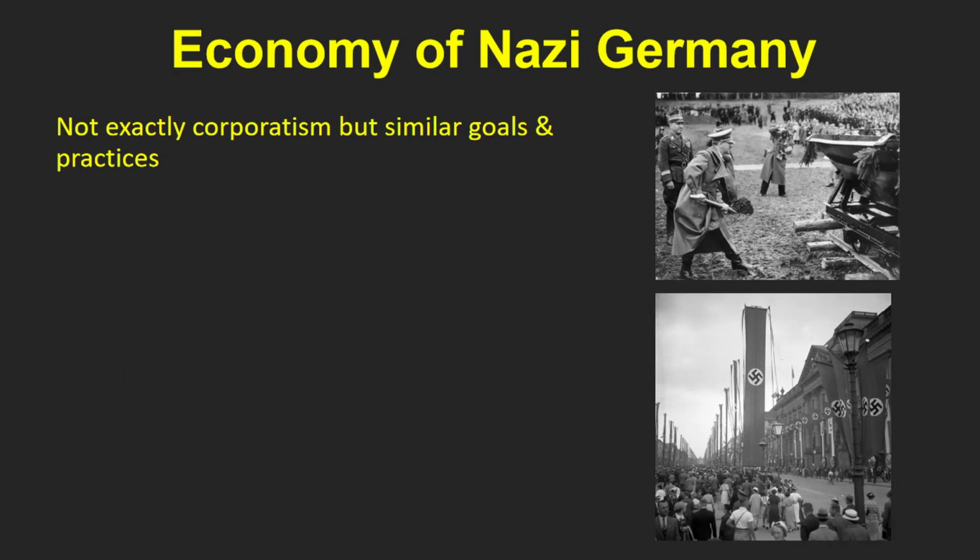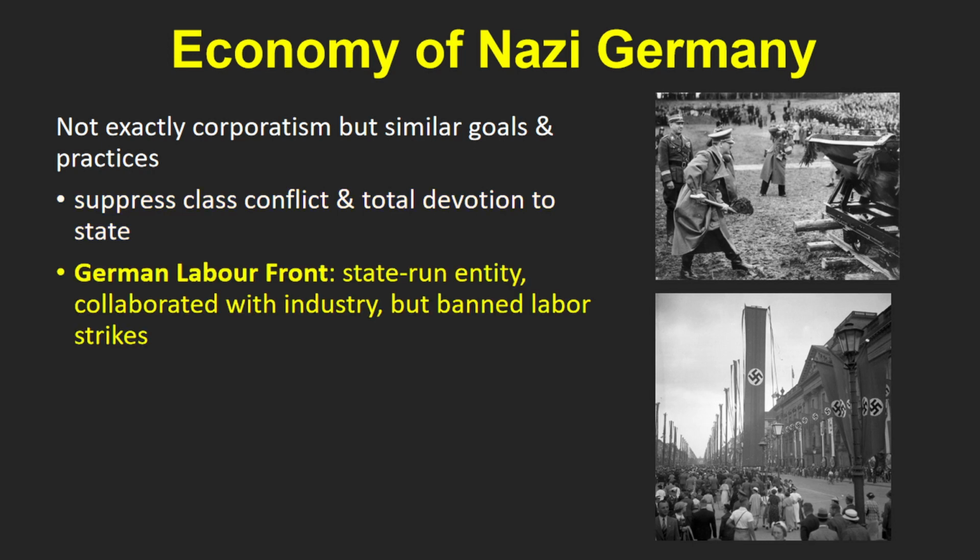Nazi Germany didn't exactly follow this model, but had similar goals of suppressing class conflict and supreme devotion to the state. For example, there was the German Labor Front, a state-run organization that collaborated with industrial companies and also claimed to represent the interests of the workers, but also making it illegal for the workers to go on strike.